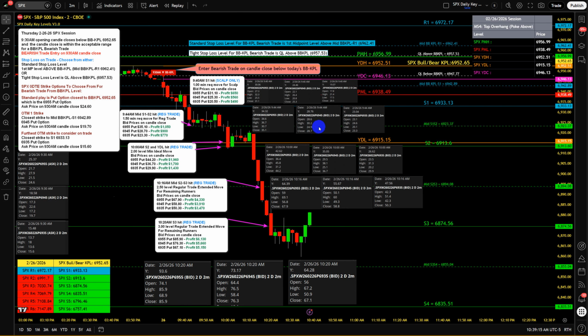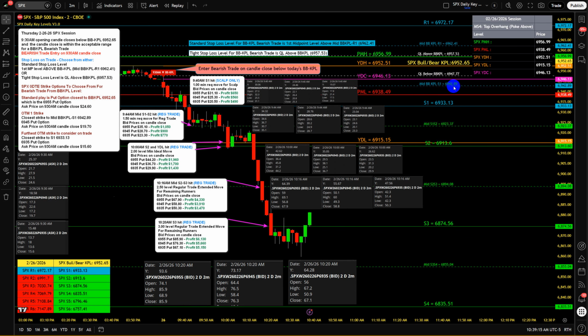Now, how do you determine the other two strike options you have as alternatives rather than the standard play? First, you look at the level you're taking the trade from and the direction you're trading, which in this case is down since it's a bearish trade. You look to the first midpoint level below the main key level you're trading from, the bull bear KPL, and that's going to be this level here, the mid BBKPL S1, 69.4289. The closest strike to that is the 69.45 put option for this particular trade.